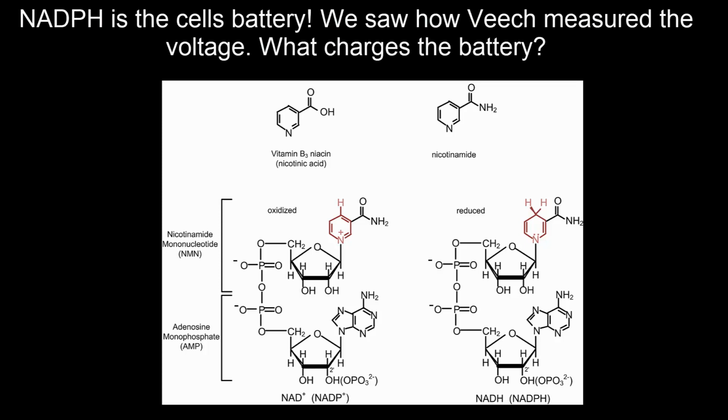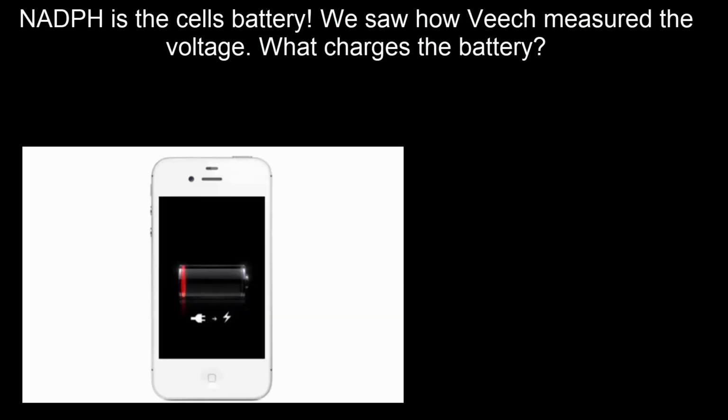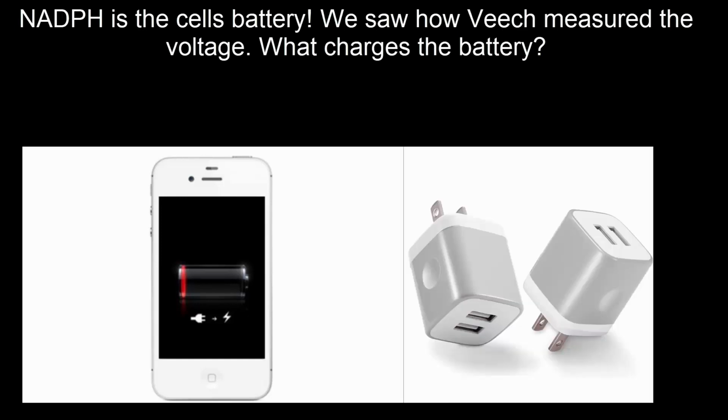So NADPH is a battery. We looked at how the voltage was measured. What about how NADPH is charged? If NADPH is the cell's battery, how does the battery get charged?